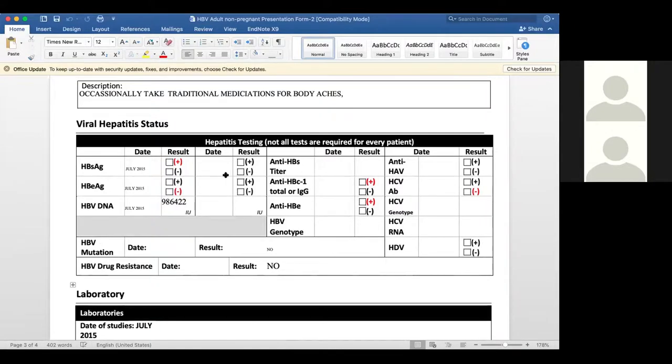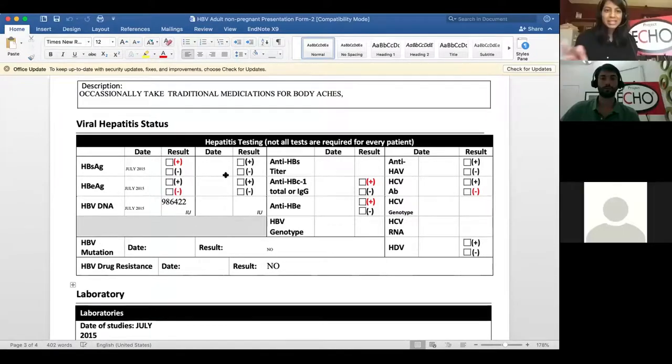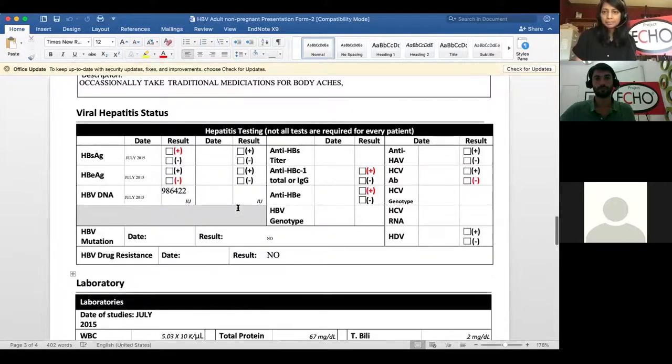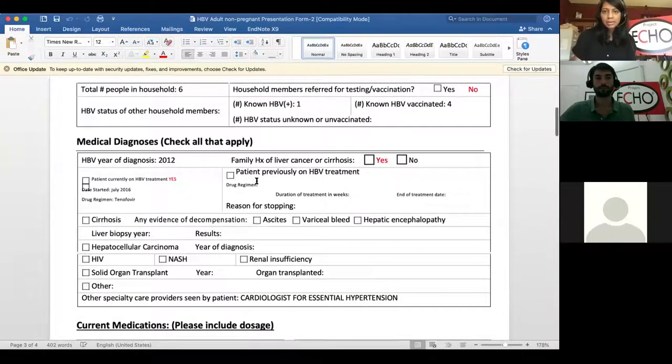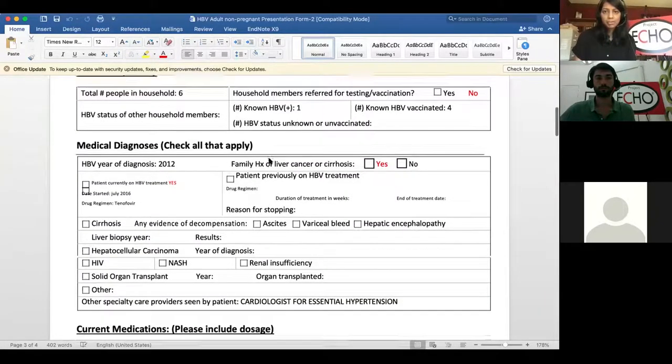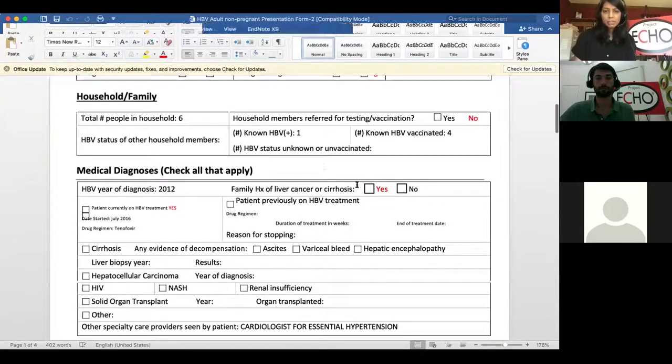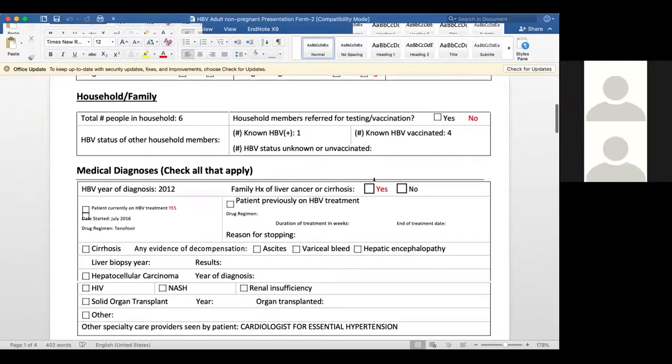So obviously this patient has chronic infection, is taking tenofovir, and these are the test results. It looks like prior to starting tenofovir, since the tenofovir was started in 2016, it looks like they were E antibody positive, but their viral load was elevated. I think some of the things that stand out to me is the family history, right? So this person reported a family history of somebody having liver cancer or cirrhosis.